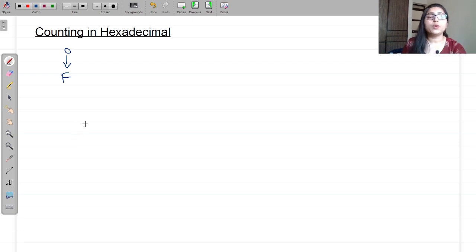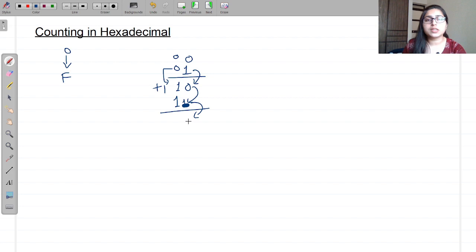Next, how are we going to perform the counting? In binary we had only 0 and 1. Next what we did was reset it to 0, and whatever the previous column value was, we incremented it by 1. Again this is kept as it is, this was incrementing 1, 1. Now again it was reset to 0, this one again was reset, and this column was incremented. So this was how the counting was taking place in binary.